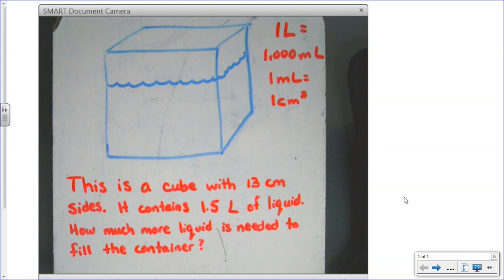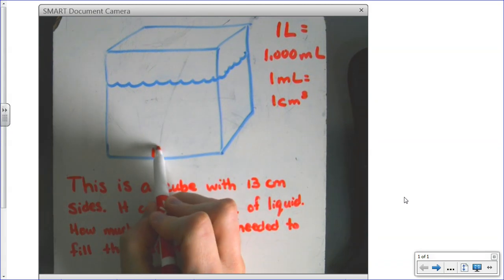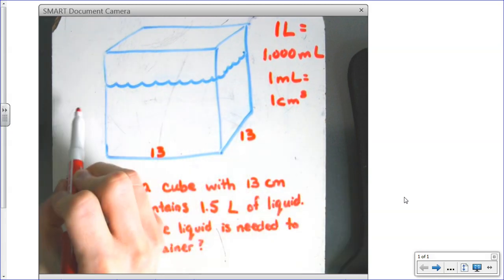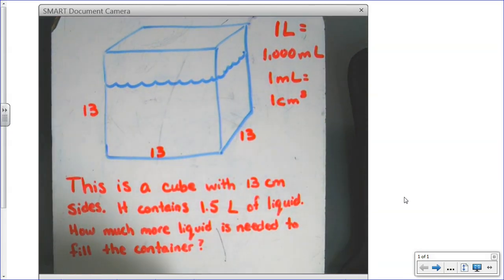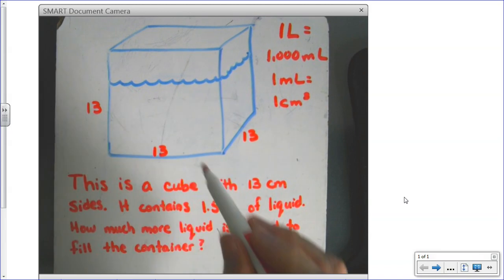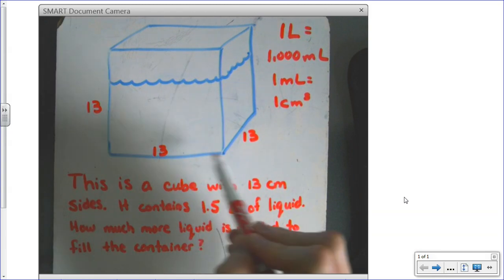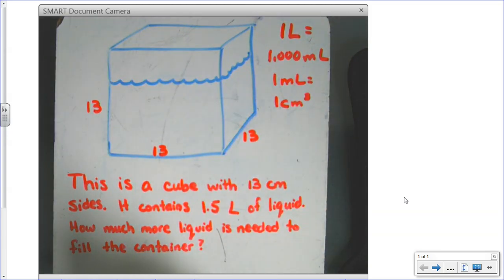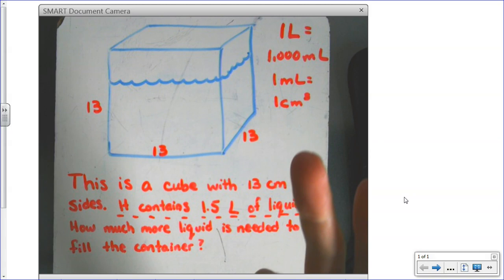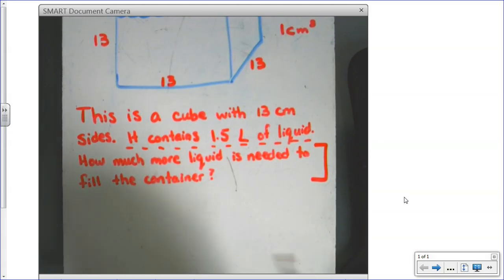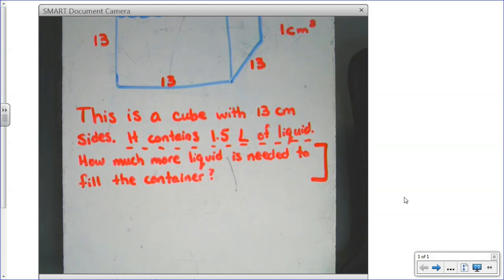Now, this is a cube with 13 centimeter sides. So that means that the length is 13, the width or the depth is 13, and then the height is 13. So I need to multiply 13 times 13 times 13. Why am I going to do that? Well, that's going to tell me the full volume of this whole container, even though I know that the container is not full. It only has 1.5 liters of liquid. I need to know the full capacity of the container because of this question down here. So this is a capacity question, meaning how much space can I fill up?